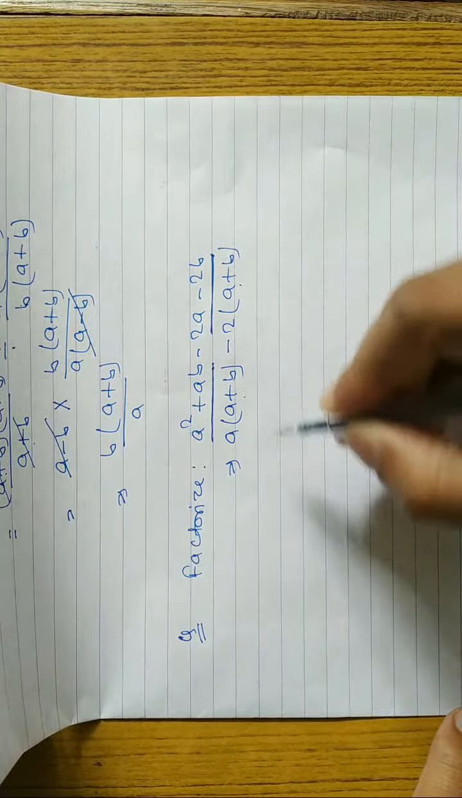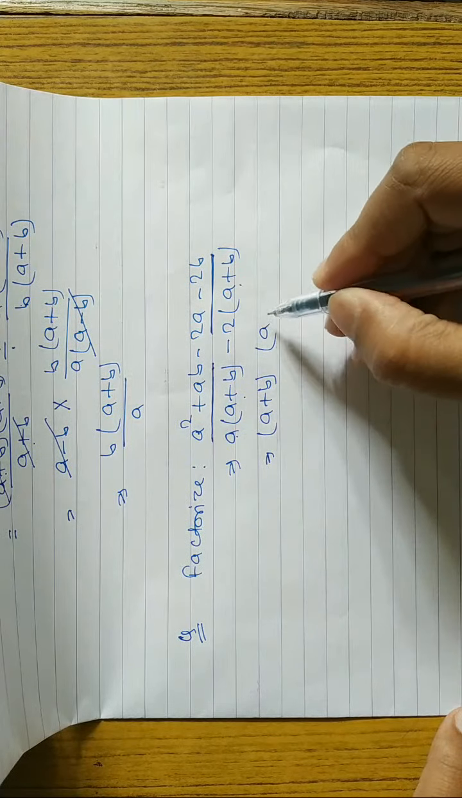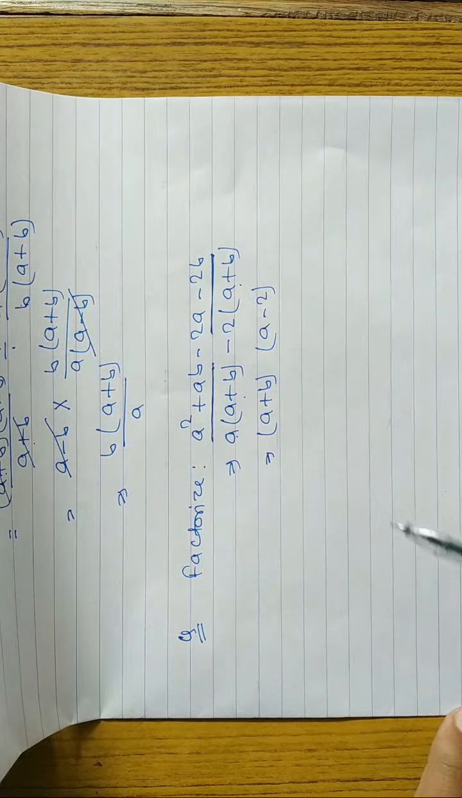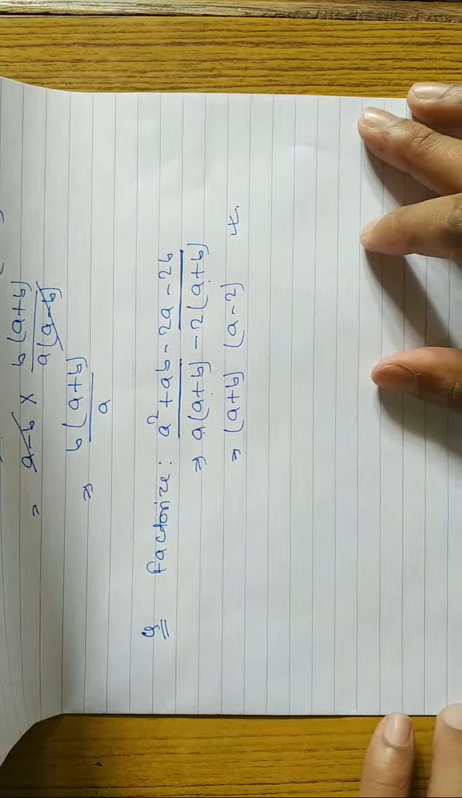Again a plus b, a plus b, so we can take a plus b common, and the remaining here is a minus 2. So a minus 2 is the answer. Hope you understand this factorization, very simple.